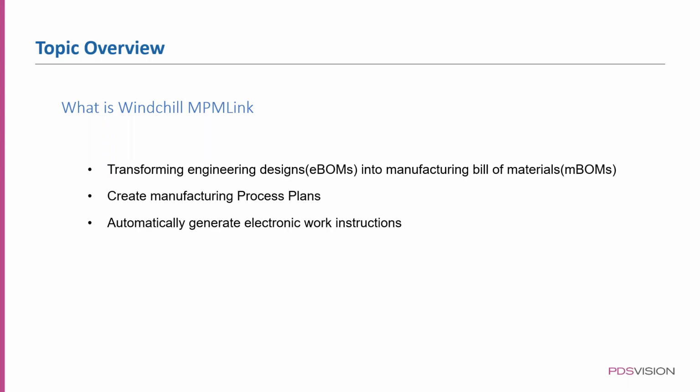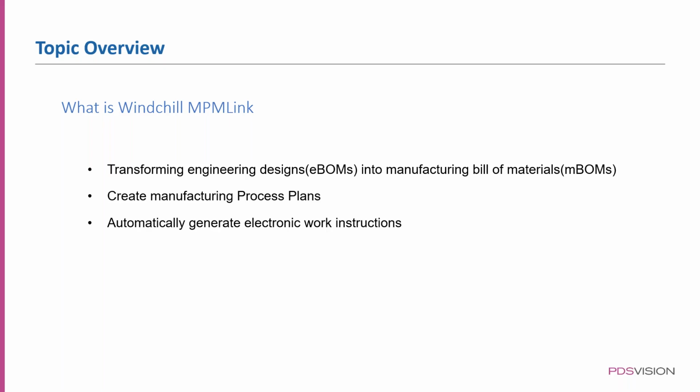This module also helps you to not just create this mBOM, but also create manufacturing process plans. A process plan in Windchill is an object which represents the planning of the execution of this mBOM. It will also include the operations, the resources, tooling, etc., all that is involved in actually implementing the product at the shop floor. That is called a process plan. We will be looking more in detail through all this in our demo.